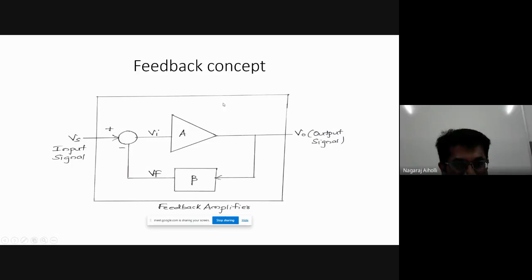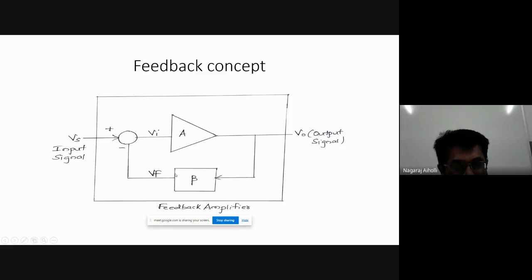Now this is a mixer circuit. Mixer is a circuit which adds the applied input signal, that is the input Vs signal, with the feedback signal. It mixes these two signals, and the addition of these two signals is applied as the input signal to the amplifier again. So this is called the feedback path or the feedback circuit or the feedback amplifier.